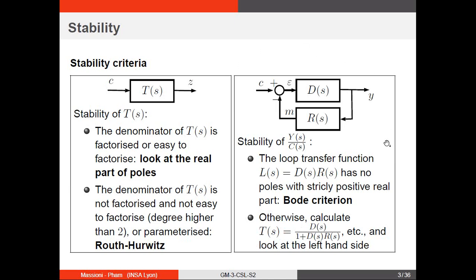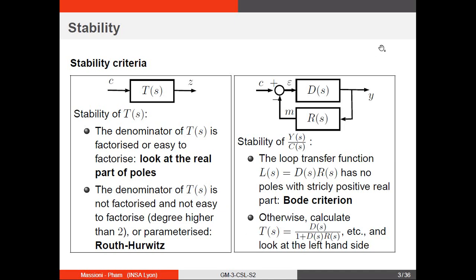In general, if you have a feedback loop like this one, the Bode criterion, in case it can be applied, is the easiest and quickest way to sort out the answer. And it's also nice because it can be used for synthesis, for tuning the controller, which is what we are going to do in the last part of this course.